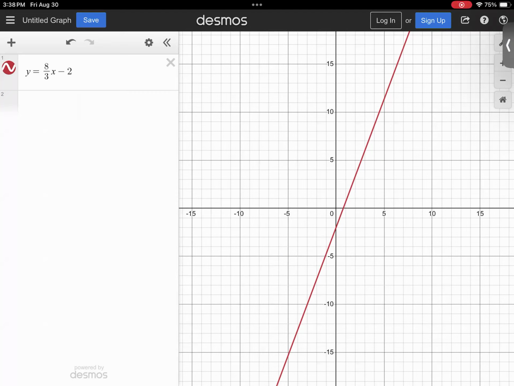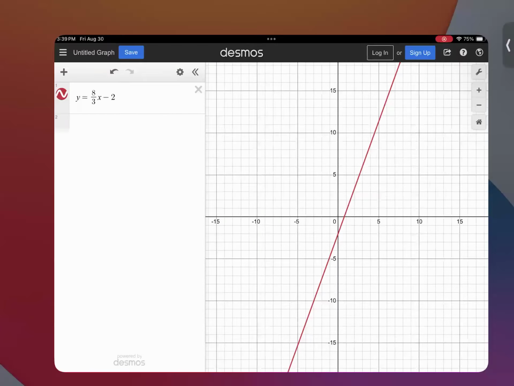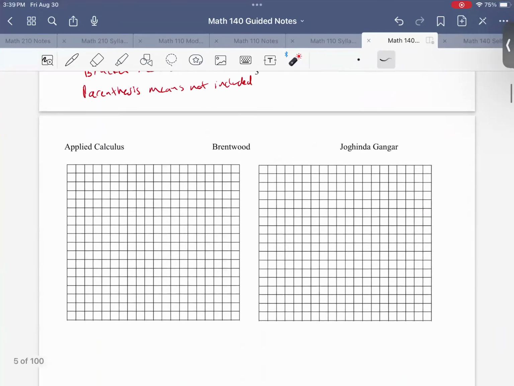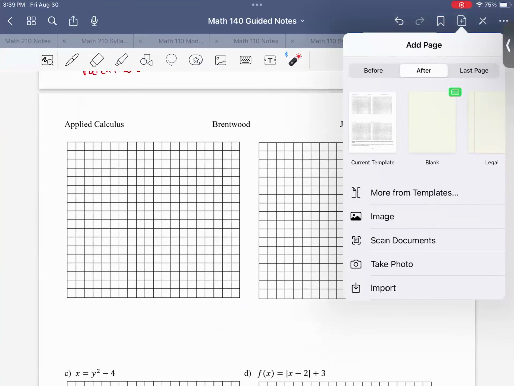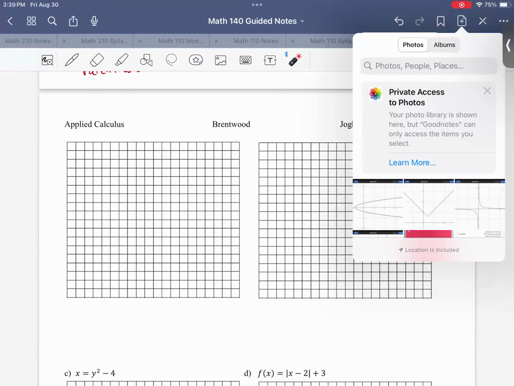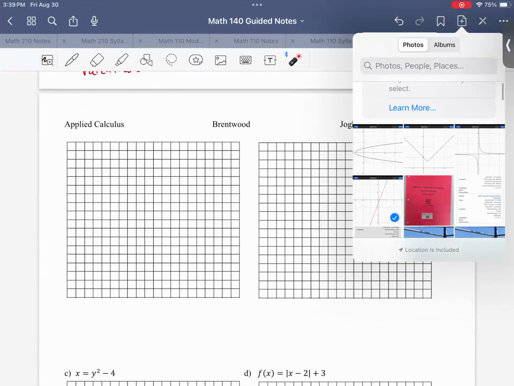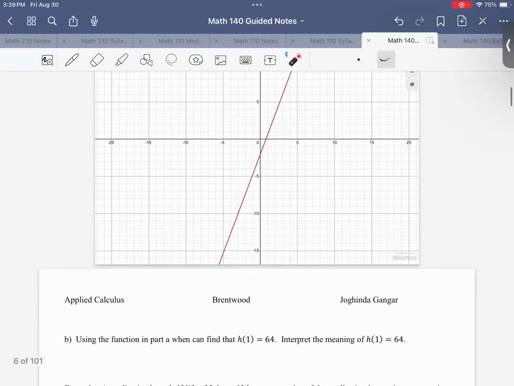Okay, so here's a graph, and what we're going to do is just copy and paste that onto our notes. I'm going to do that right now. I'm going to go back to the notes and copy and paste this. Image, and here it is right here. There we go.